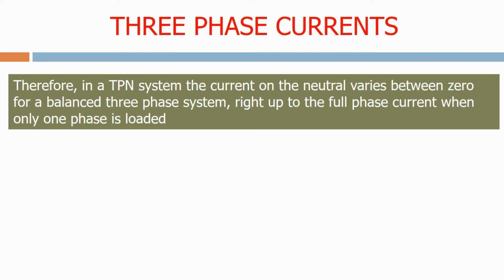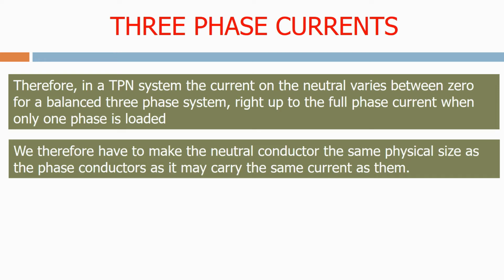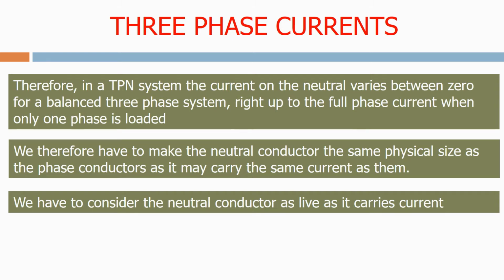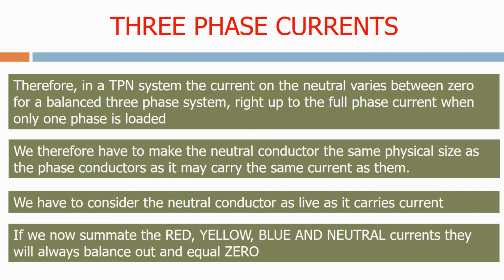Therefore, in a TPN system, the current on the neutral varies between 0 for a balanced three-phase system, right up to the full phase current when only one phase is loaded. We therefore have to make the neutral conductor the same physical size as the phase conductors, as it may carry the same current as them. We have to consider the neutral conductor as live, as it carries current. If we now summate the red, yellow, blue and neutral currents, they will always balance out and equal zero.